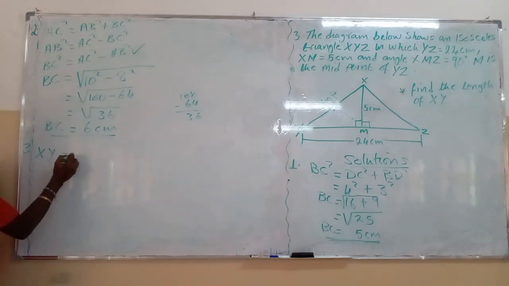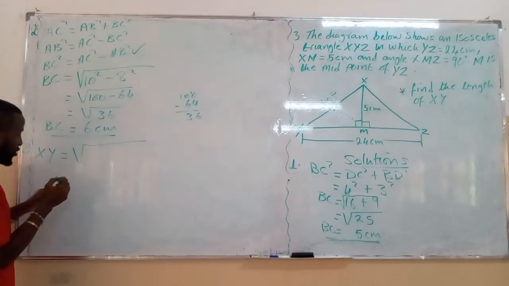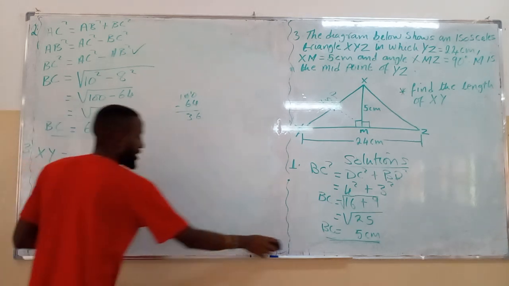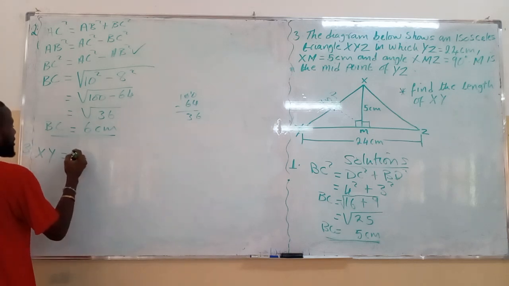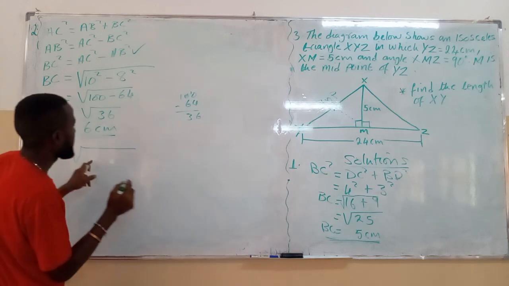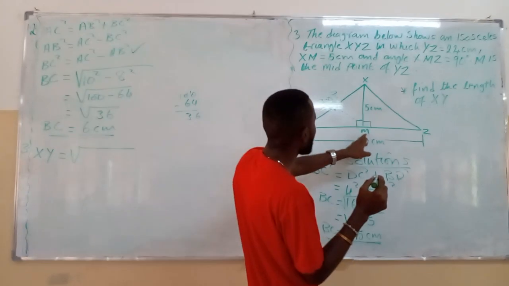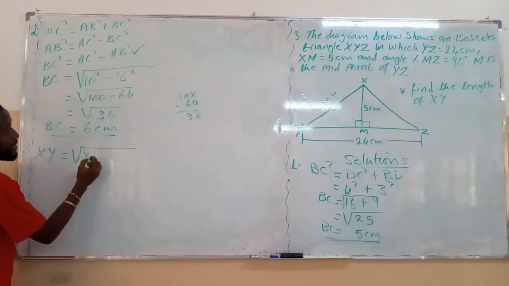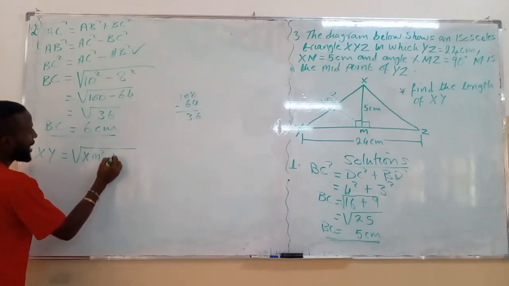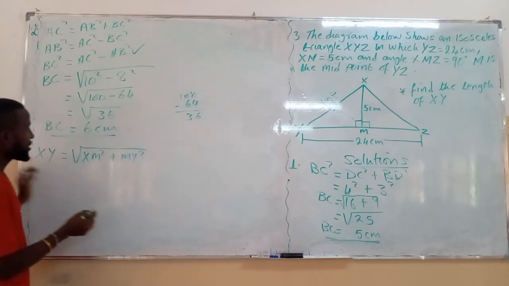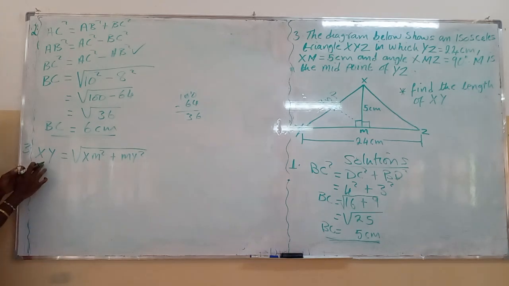XY is equal to the square root of, because here I know the formula automatically that I need to add the squares of the two adjacent sides to get the hypotenuse. So I'm going to say XY equals the square root of XM squared plus MY squared. I can write it like this because I want to find the hypotenuse. So this one is straightforward.